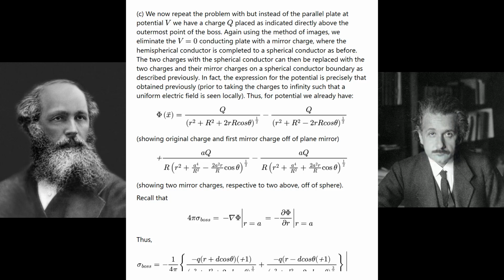In fact, the expression for the potential is precisely that obtained previously, prior to taking the charges to infinity such that a uniform electric field is seen locally. Thus, for potential we already have, see the equation shown. Showing the original charge and first mirror charge off of plane mirror, see the next equation. Showing two mirror charges, respective to 2 above, off of sphere. Recall that, see the equation shown. Thus, see the next equation.